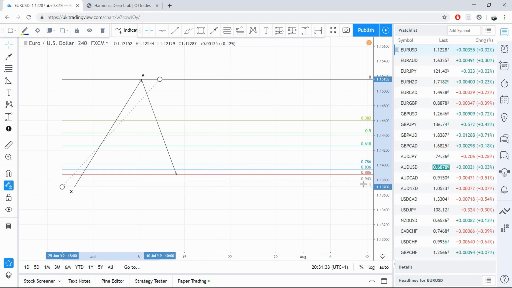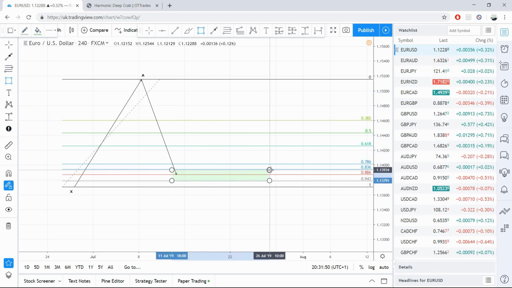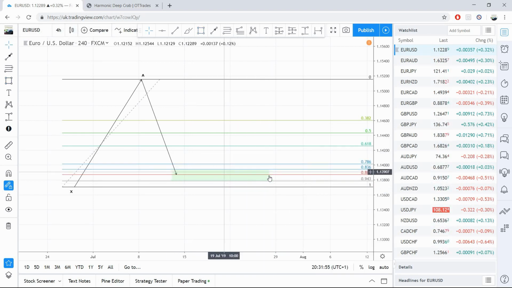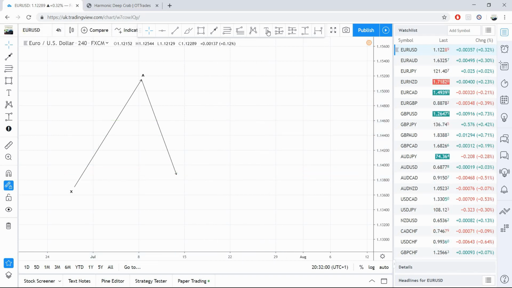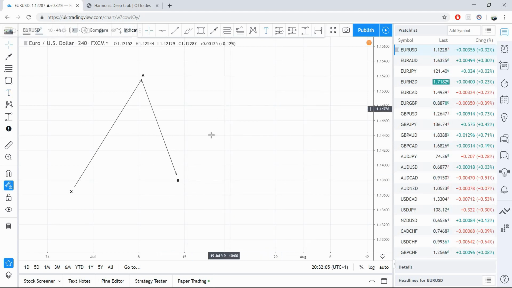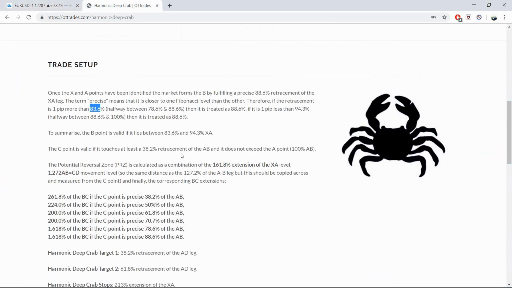The same can be said for this 94.3% level. It's got to form 1 pip lower than this level to be 1 pip closer to the 886 than it is to the 100% retracement. So it's got to form within this green zone here. The price has got to enter this green zone in order for this B point to be valid. I hope that makes sense, guys. If I just get rid of all of this, that is defining our B point here, a precise 886 retracement of that X to A leg.